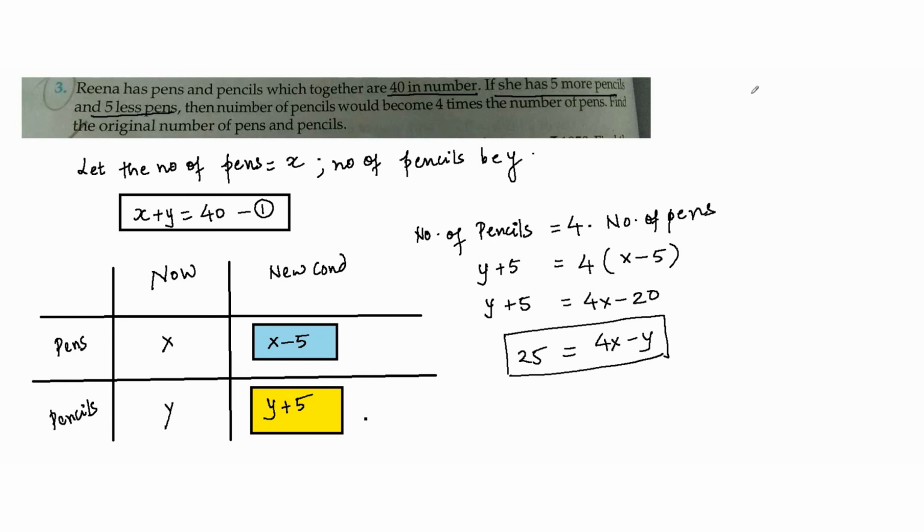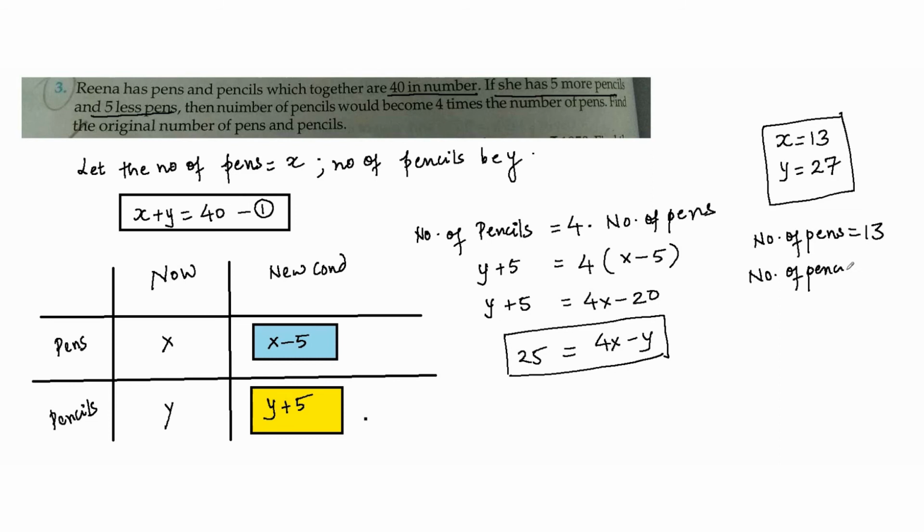Now solving these two equations, if I add the two equations, I will get 5x is 65, which means x is 13 and therefore y would be 27, right? And therefore I can say that the number of pens is 13 and the number of pencils is 27.